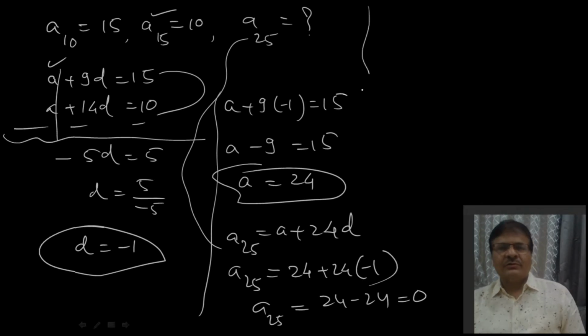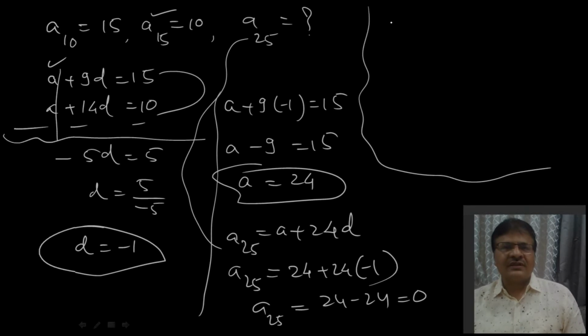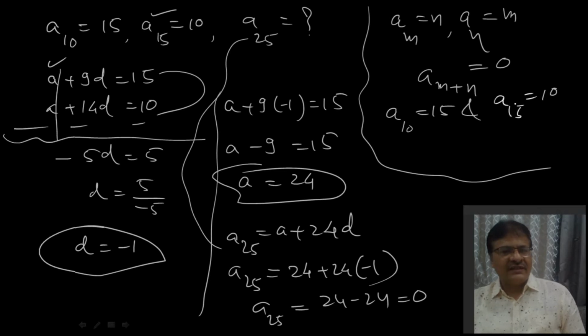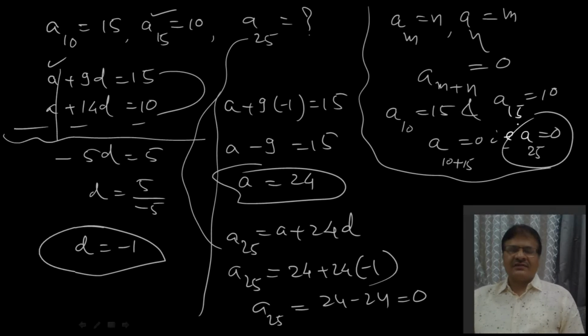So please do remember one shortcut. No need to solve all these things. If the mth term is n and the nth term is m, then a(m+n) is always 0. Do remember. It means if I say the 10th term is 15 and the 15th term is 10, then term number 10 plus 15 will always be 0. That is, term number 25 will be 0. So directly you can get the answer if you remember this property.